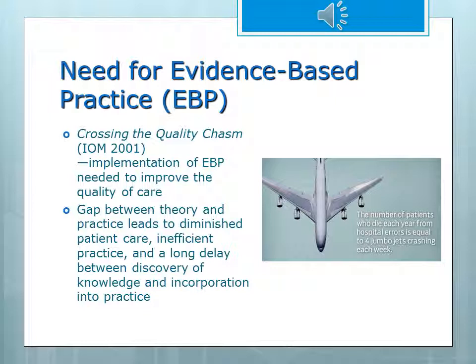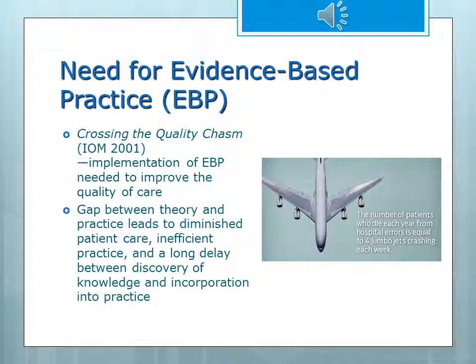So you may be asking yourself why we need evidence-based practice, and the evidence is fairly straightforward. So the Crossing the Quality Chasm, the IOM report in 2001, essentially said that we need to implement evidence-based practice so that we can improve the quality of our care. There are a lot of gaps between theory and practice, and those gaps diminish the quality of patient care. They diminish its efficiency, and it leads to a long delay between when new evidence is discovered and when it's actually translated into practice.